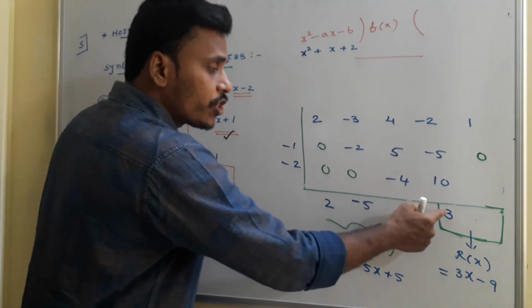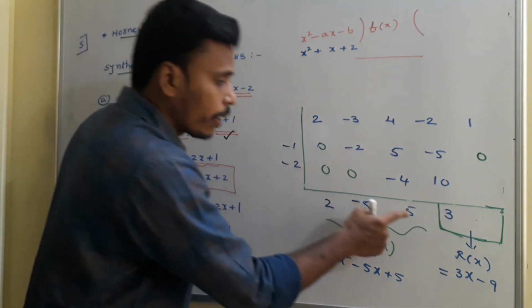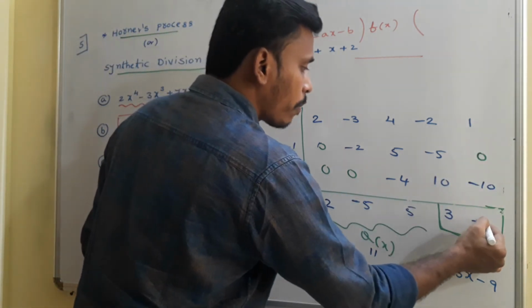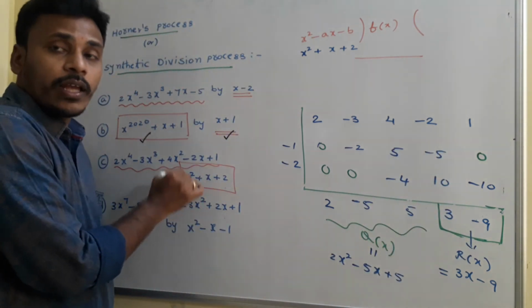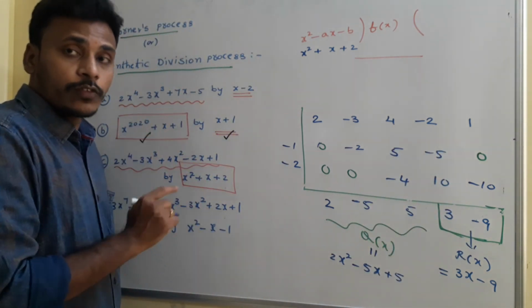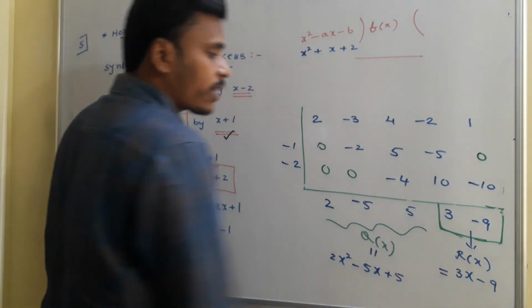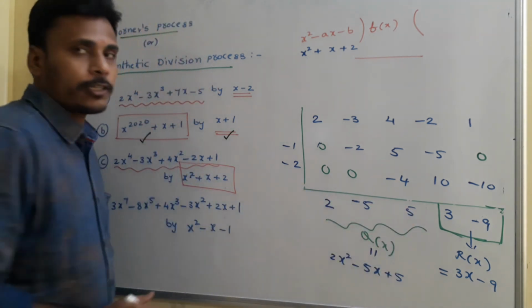And then since this 3 comes into the remainder part, don't multiply 3 with minus 1. But multiply 5 with minus 2, that is minus 10. Add column wise, minus 10. 3 minus 9. Because it is of 2nd degree, the remainder should be first degree. As we know, remainder is always less than divisor degree. So 3x minus 9 is the remainder. And this 2x square minus 5x plus 5 is the quotient.